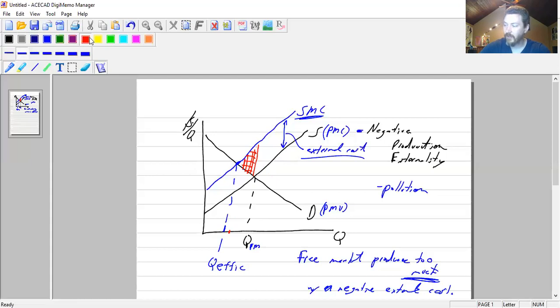This triangle, guess what it is? You guessed it. We talked about it before. This is the dead weight loss. This represents the overall loss to society because we're producing too much in the free market, because in the free market, we're not considering that external cost, right? Private agents in the free market are just looking at their own costs and benefits. They're just looking at this regular demand curve. They're just looking at this regular supply curve. End of story. That's all there is to it.